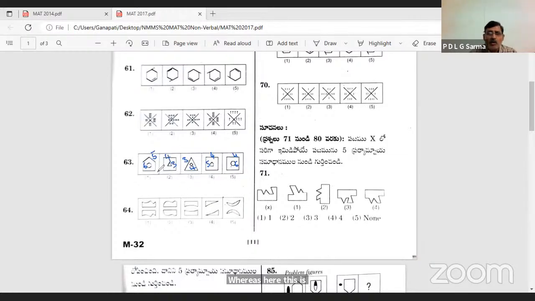You can see that in all the other figures, outside is less and inside is more. Outside is less and inside is more, except 2. Yeah, in all the other figures, inside it is increased by one side, but in the second one, it is decreased. Okay, so that's how you can say that 2 is the answer for that.